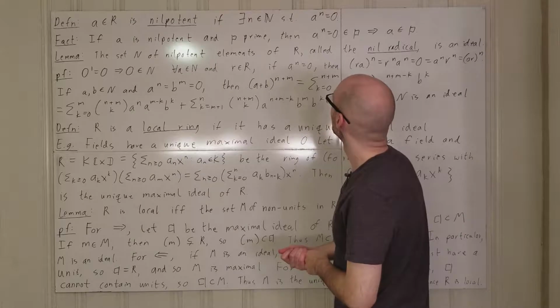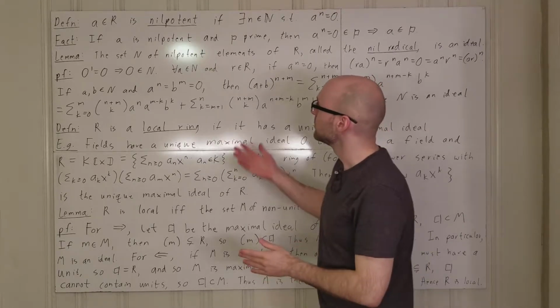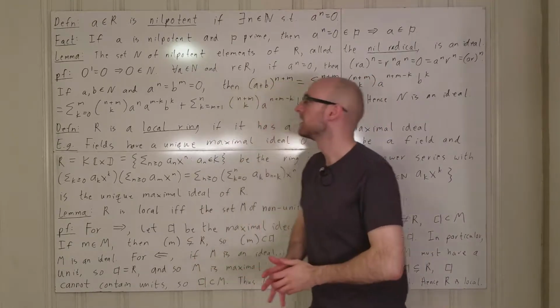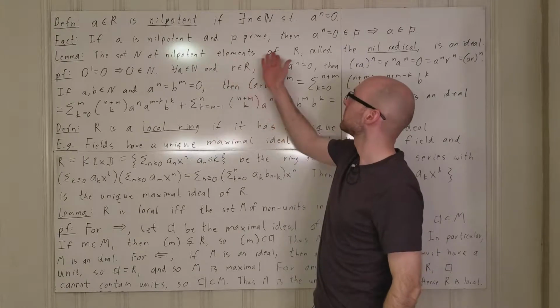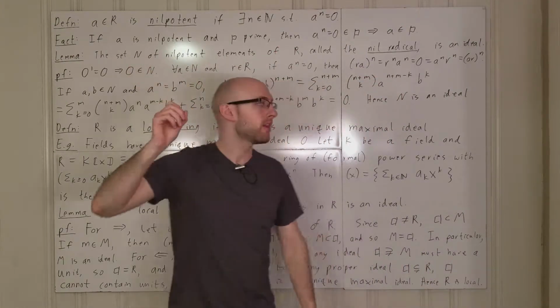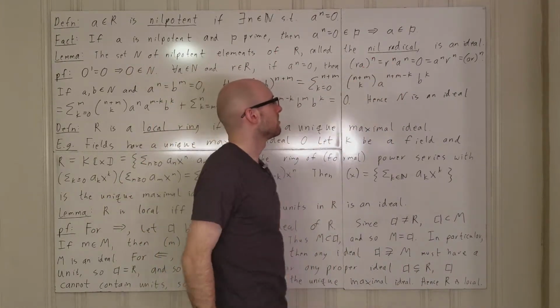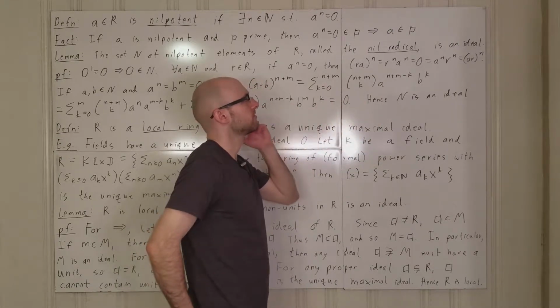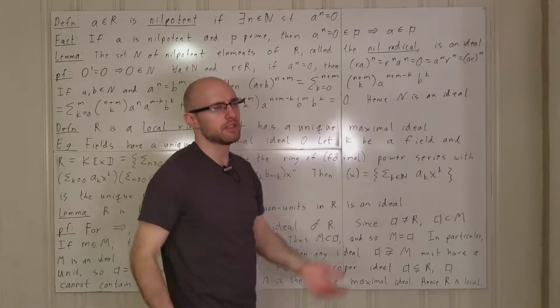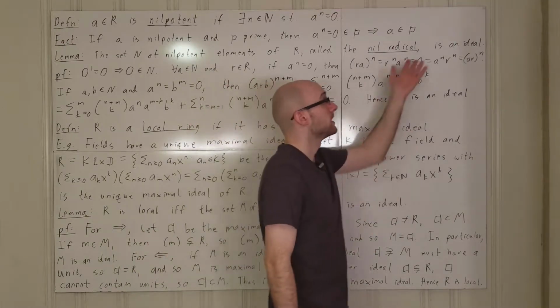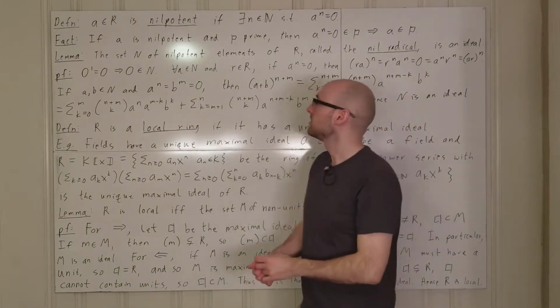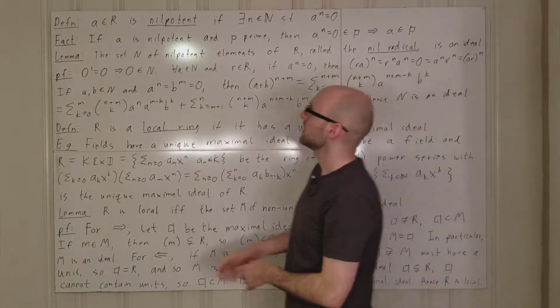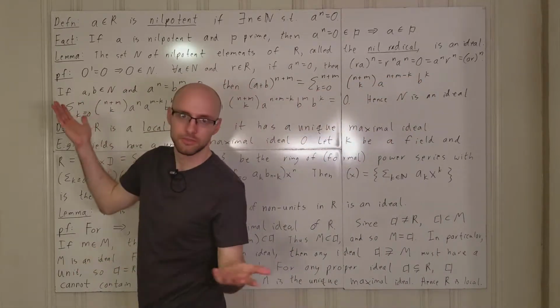It turns out if you just look at the set of nilpotent elements of R, and we'll call it N, this is called the nilradical, and I think it might be one word instead of two, like I've written it here. Whatever, but it's an ideal. To prove it's an ideal, certainly it contains 0, because 0 to the power of 1 is 0.